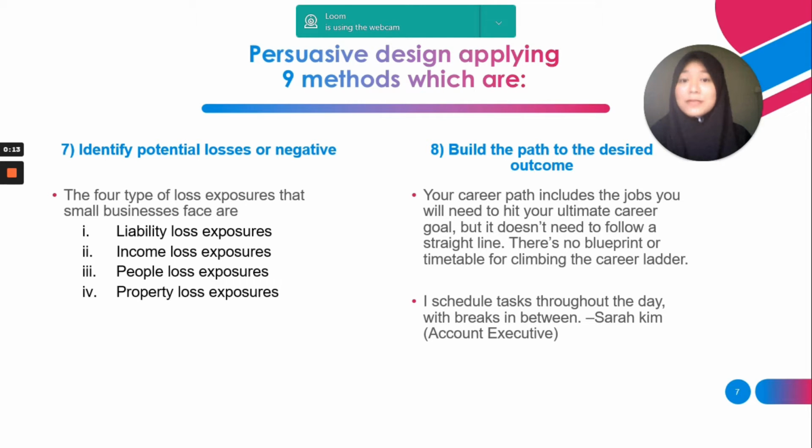The 4 types of loss exposure that small businesses face are liability loss exposure, income loss exposure, people loss exposure, and property loss exposure. So, liability loss exposure is the loss of responsibility that occurs from injuries, whether deliberate or accidental, whether civil or criminal. Insurance against general liability is the most popular form of liability loss risk, including business insurance, employee liability insurance, professional liability insurance, and directors and vehicles liability insurance.